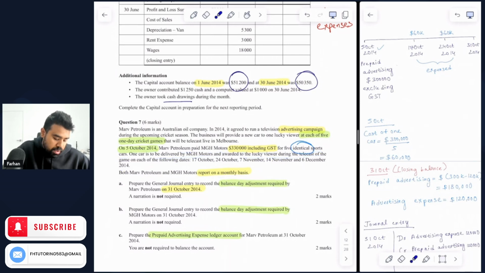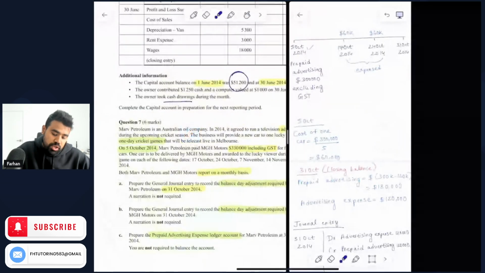Our first requirement for this question is to prepare the general journal entry to record the balance day adjustment required by Mark Petroleum on 31 October 2014. Now, I need you to understand that we have 5 cricket games, but in the month of October itself, we only have 2 cricket games that are happening, which are the games on 17th October and 24th of October. And the rest of the games are going to take place the next month.